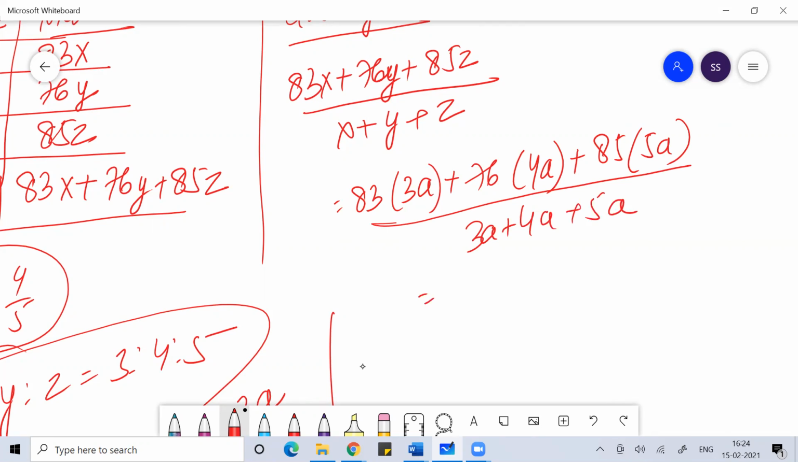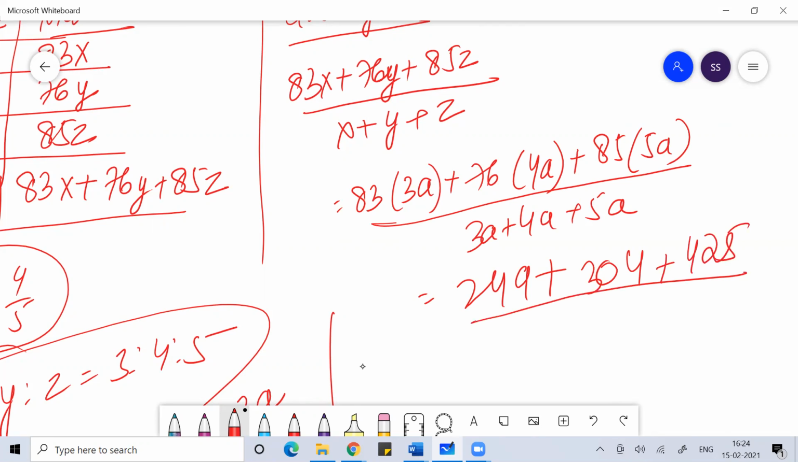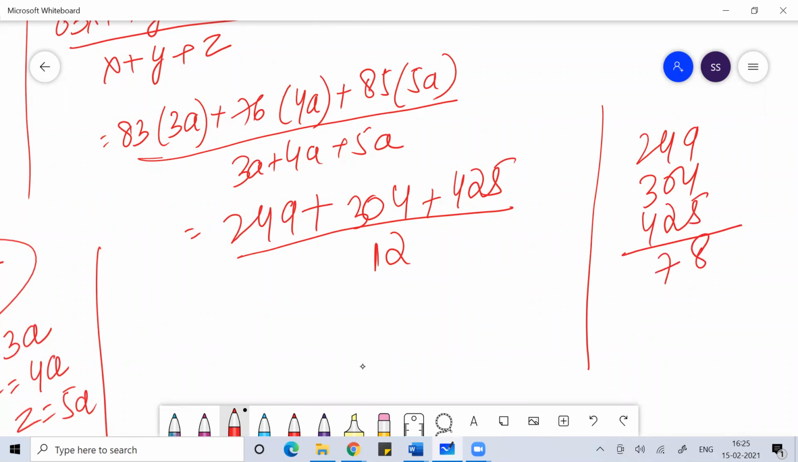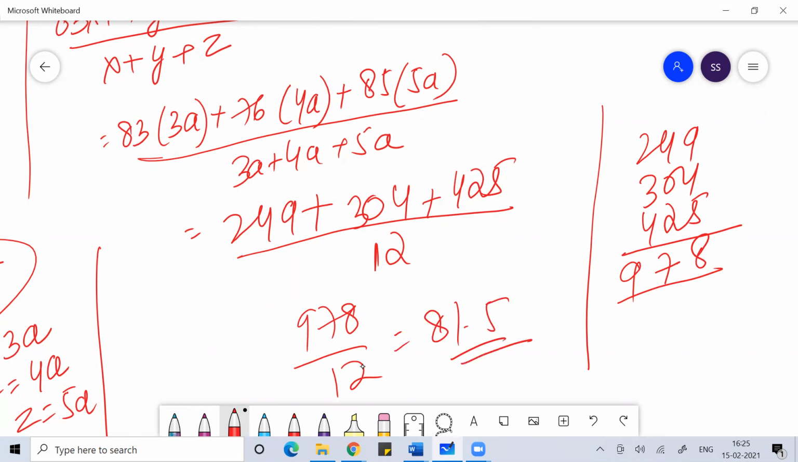You solve this, you will get 249 plus 76 fours are 304, plus 425, divided by 12. So a gets cancelled. Simply solve this: 249 plus 304 plus 425 is 978, then 978 by 12. You solve it, you get 81.5. That is your average.